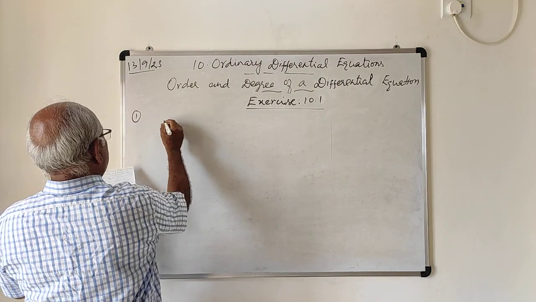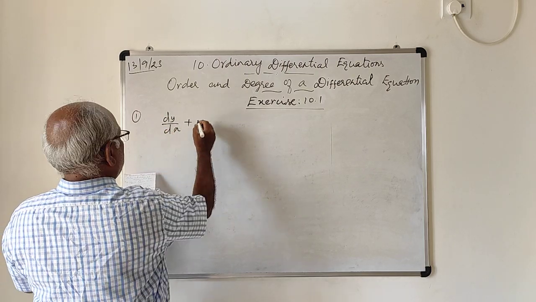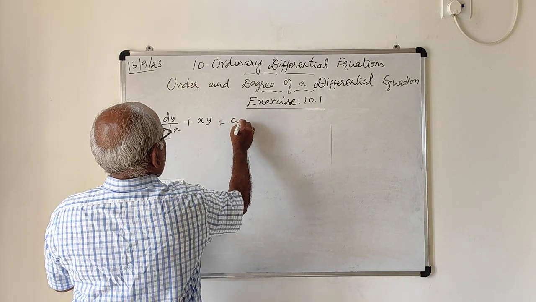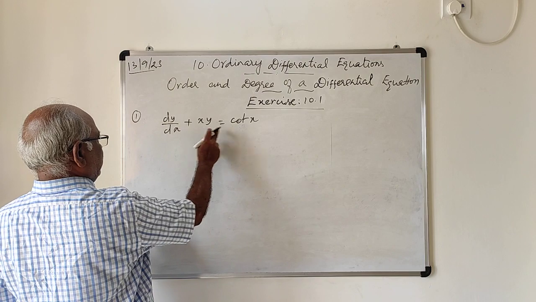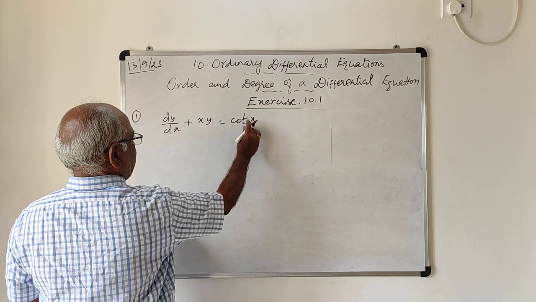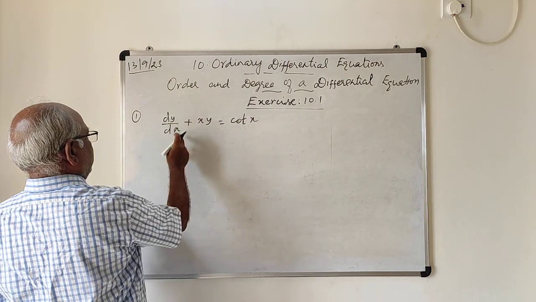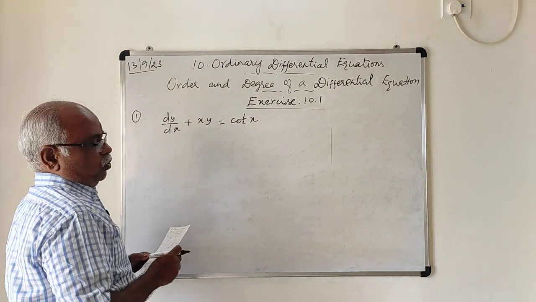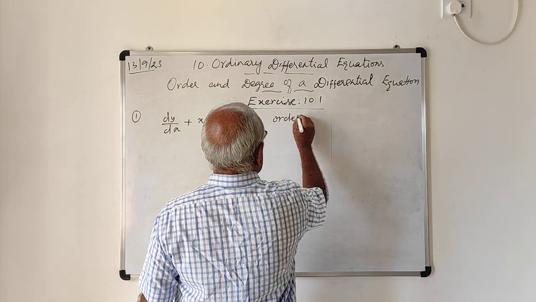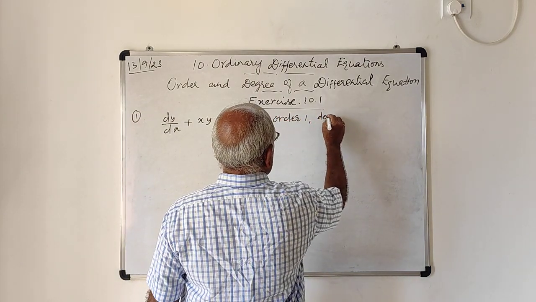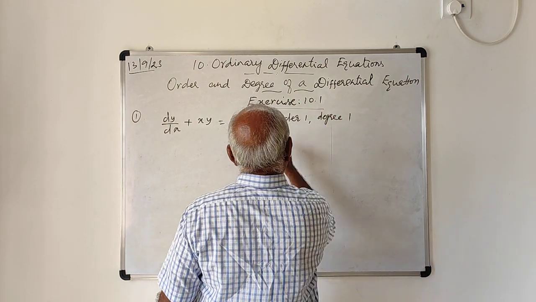The first problem is dy by dx plus xy equal to cot x. See, in this problem, the highest order is dy by dx, the first order derivative only, and the degree of that is 1. Therefore, for this problem, order 1, degree 1. You can write it as 1 comma 1.